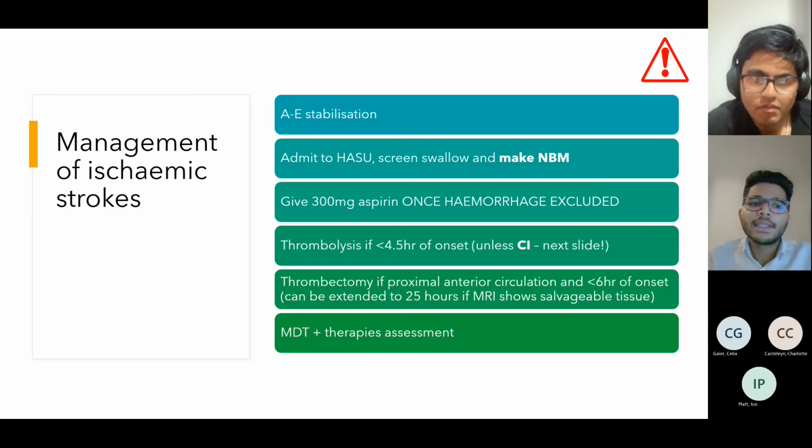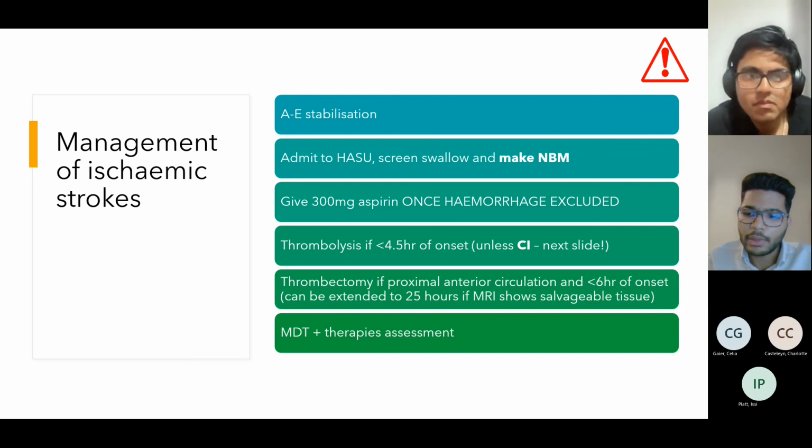So, management of a stroke. We're almost at the end of this bit of the presentation now. So the first thing you want to do is A to E. Then, well, I think we've said most of these things anyway. Admit to a hyperacute stroke unit, screen their swallow and make them nil by mouth. Put a nasogastric tube in if you need to.